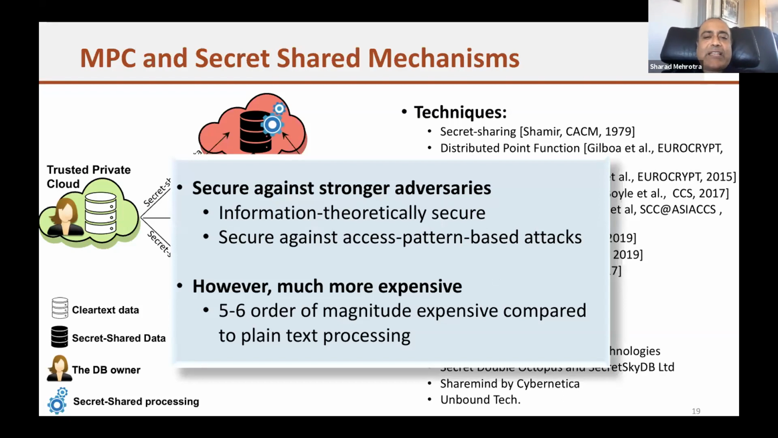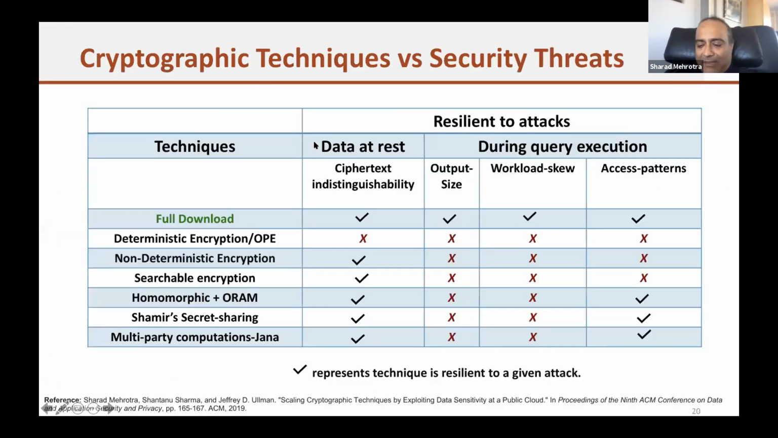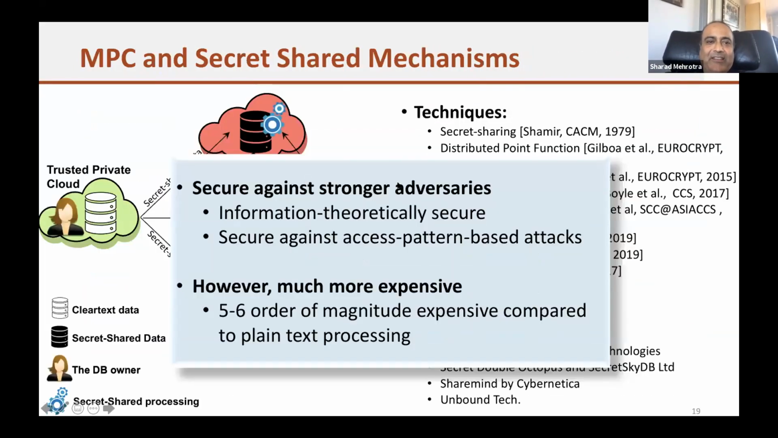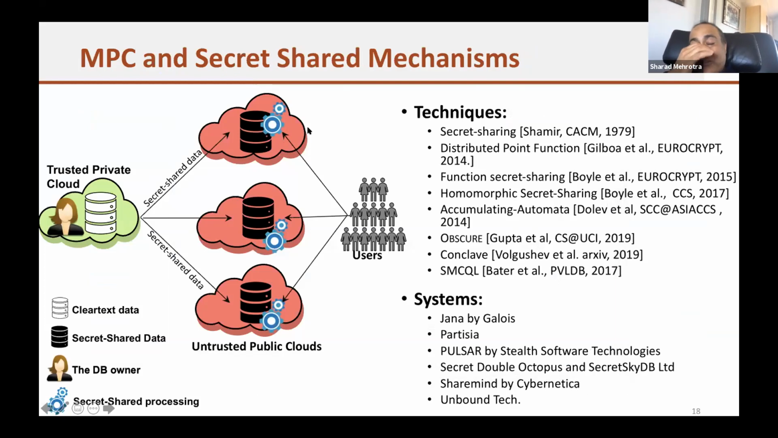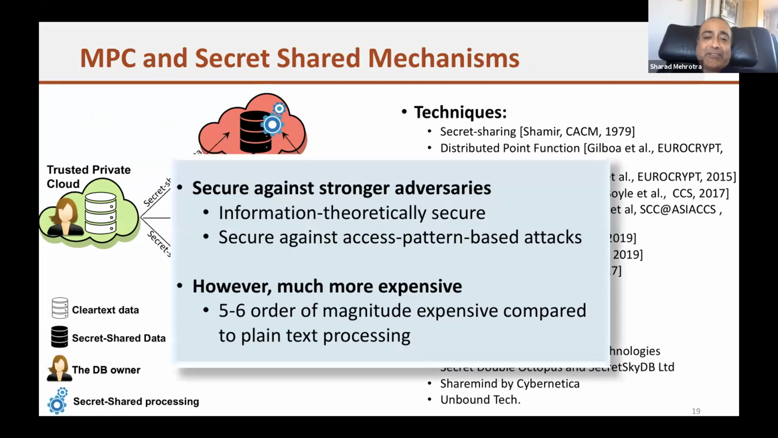First of all, these techniques will be secure against access pattern attacks, and they are information theoretically secure. In other words, even if cryptography breaks and you are able to break into cryptography itself, here we are taking a secret and dividing it into multiple parts. So as long as you do not have a collusion between the clouds, you cannot break the scheme even with a quantum computer. So they're quantum secure in that sense. So it's a higher level of security.